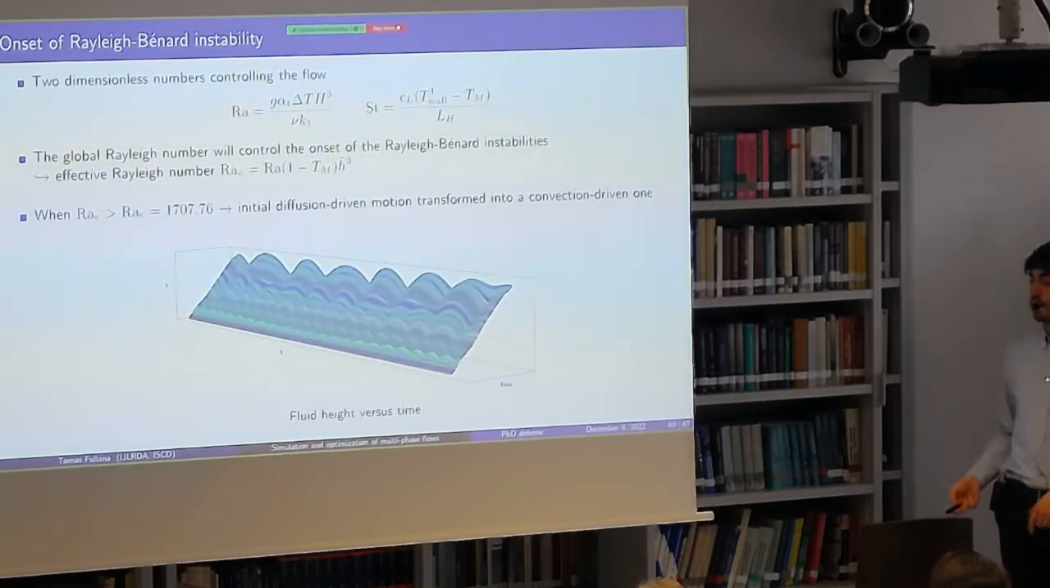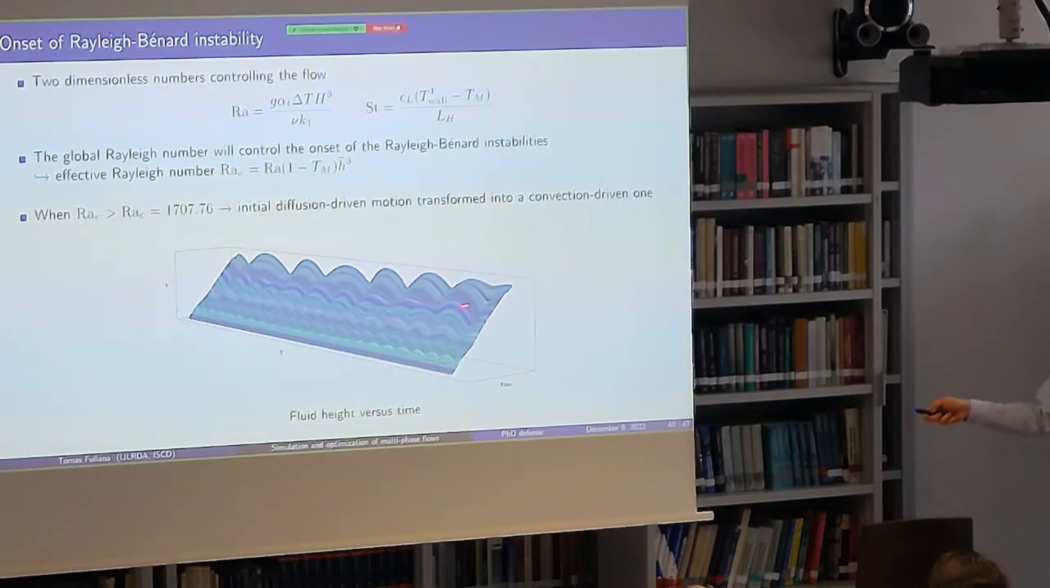Now, if you look at the fluid height as a function of time, we see that initially it's a flat interface here at the bottom, and as time progresses, we see that the instabilities appear and that the shape of the interface ends up being this one.